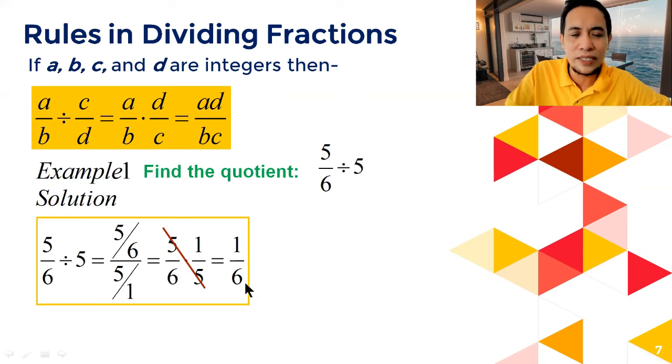And 6 times 1 is 6. Okay, so the final answer would be 1 over 6. Or if you multiply the numerators without the use of the cancellation process, 5 times 1 is 5, 6 times 5 is 30. So the quotient is 5 over 30. Simplify or reduce to lowest terms by 5. 5 divided by 5 equals 1, and 30 divided by 5 is equal to 6. So the final answer will be 1 over 6.